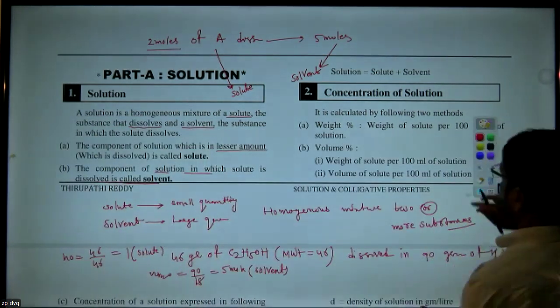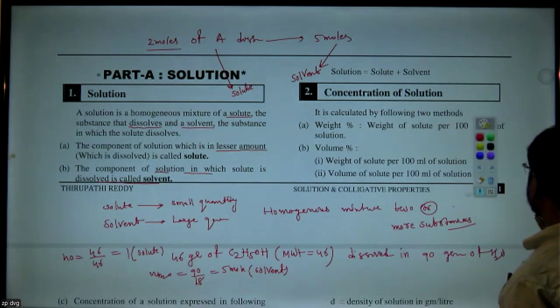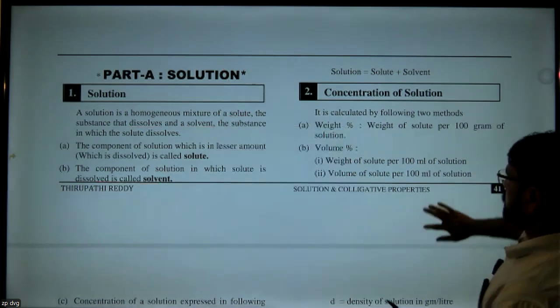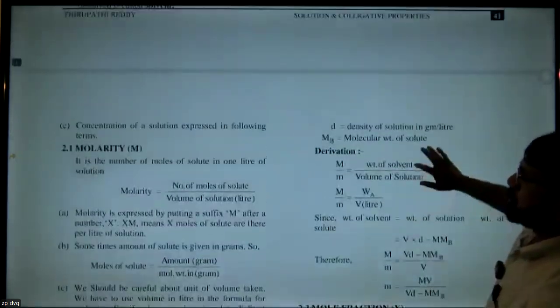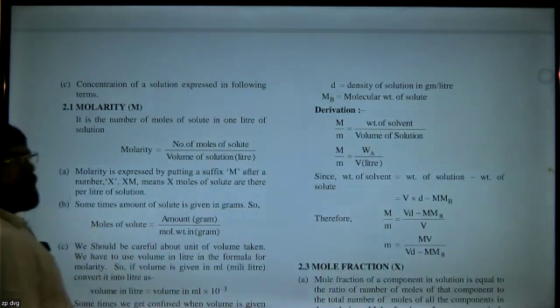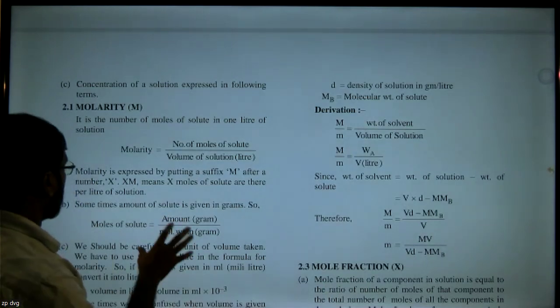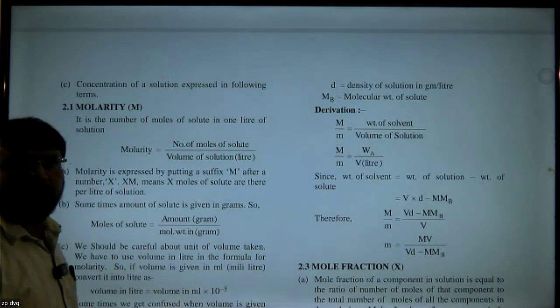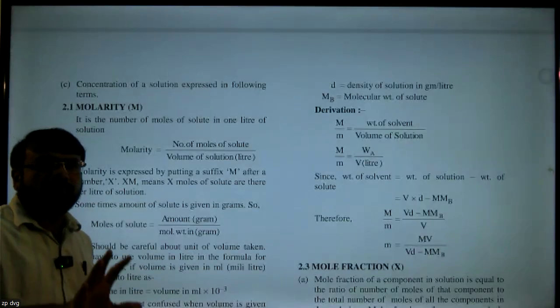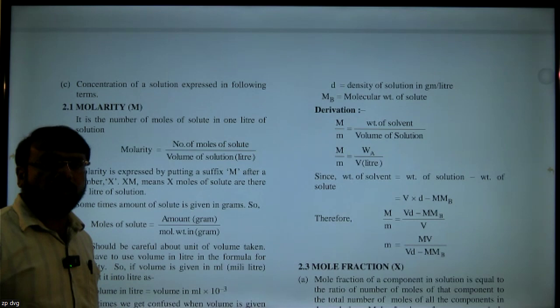Next one, concentration of the solution, let us see. To express the concentration of solution, we have different terms. Let us see the terms one by one. The concentration of solution can be expressed in different ways, like molarity, molality, mole fraction, normality, mass percentage, volume percentage. So different ways of expression. ppm, parts per million, also there.